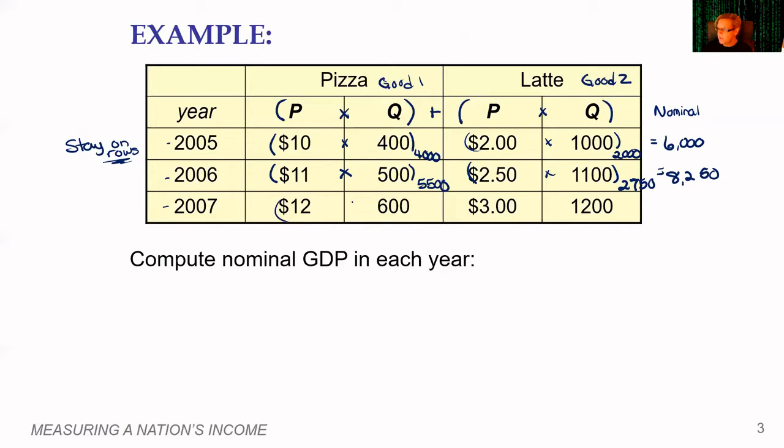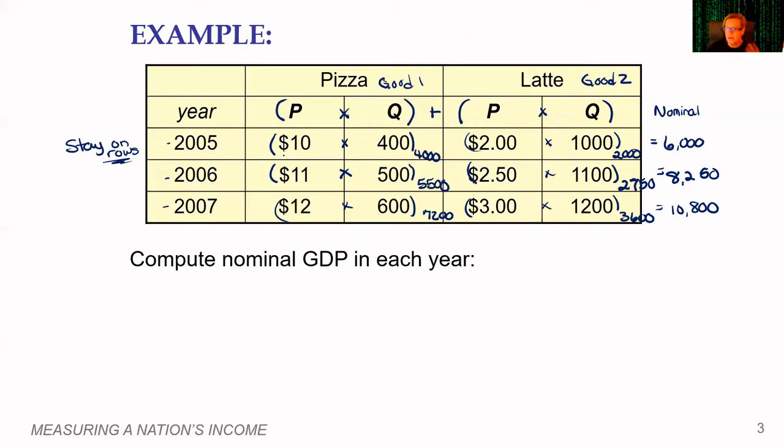We're going to take our 12 times our 600, which I believe is 7,200, and our 3 times our 12, which is 3,600, and 72 plus 36. How about 10,800? Okay, so this is nominal, and it has inflation in it.